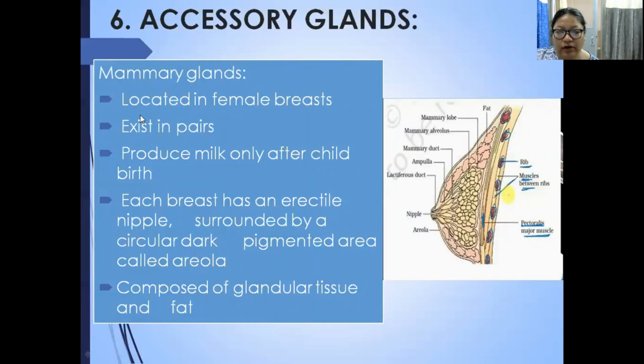Mammary glands are located where? They're located in the female breast. Here is the diagram of a female breast. And how do they occur?